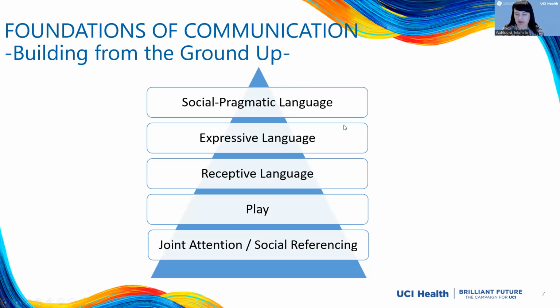Now, those skills are in the area of expressive language, which we'll talk a lot more about later, and social pragmatic language, which we will also talk about. And you can see they're at the very top of this triangle. But if you go down to the bottom of this triangle, there are some foundational skills that need to be in place before you can get good expressive language or social pragmatic language. Those foundational pieces that have to be in place first are joint attention and social referencing. And then on top of that are play skills. On top of that is receptive language. And then we get expressive language and social pragmatic language.